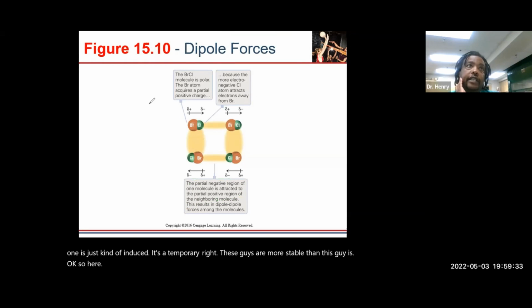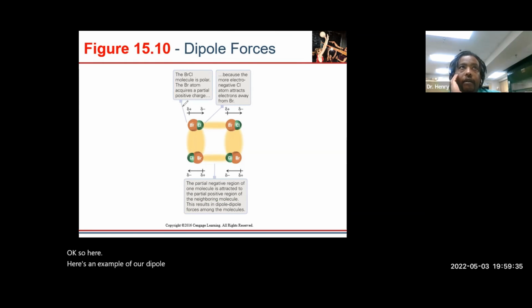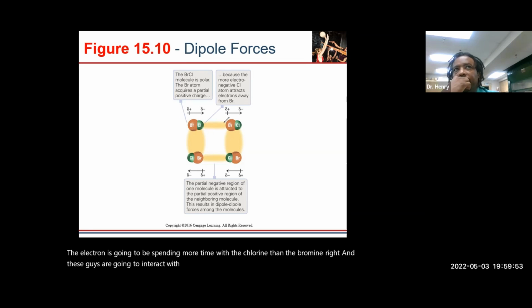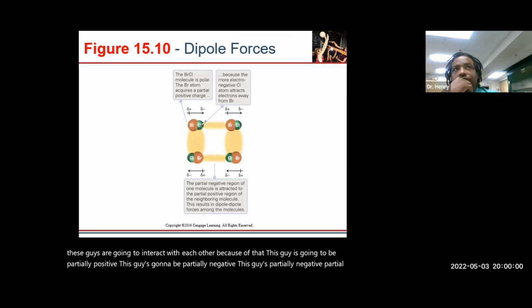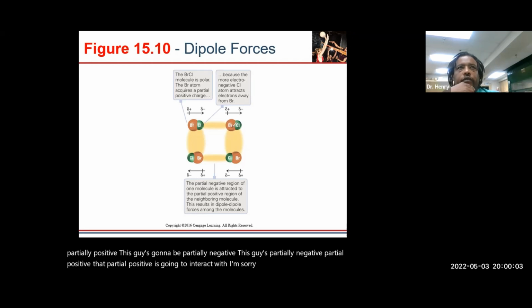Here's an example of our dipole force. In this case, we have bromine chloride. Well, chlorine is more electronegative than bromine. So the electron is going to be spending more time with the chlorine than the bromine, right? And these guys are going to interact with each other because of that. This guy is going to be partially positive, this guy's going to be partially negative. That partial negative is going to interact with that partial positive, and vice versa down here too. Okay.